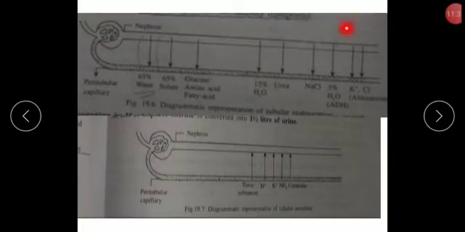In case of the DCT, that is the distal convoluted tubule, only the remaining 5% of water is reabsorbed into the interstitial fluid under the influence of two hormones. We know the names of the two hormones: antidiuretic hormone as well as aldosterone, which act in the DCT as well as the CT. Excessive water is reabsorbed by the ADH hormone, whereas excessive salt is reabsorbed by means of aldosterone. Those act only in the DCT as well as the CT.